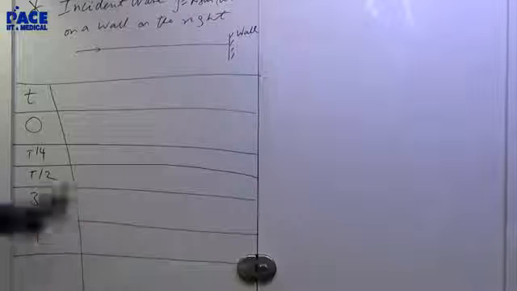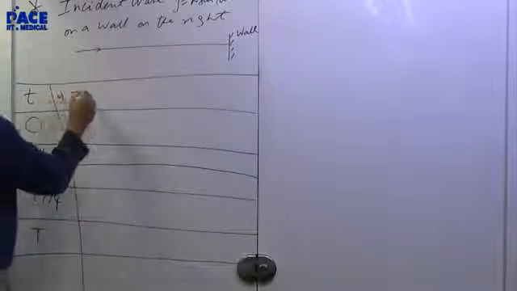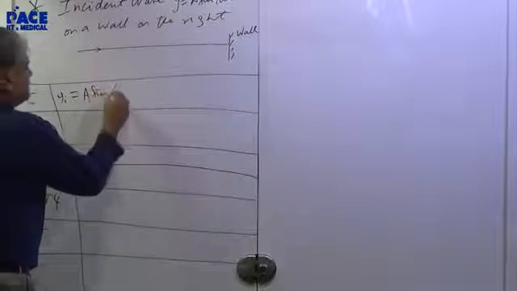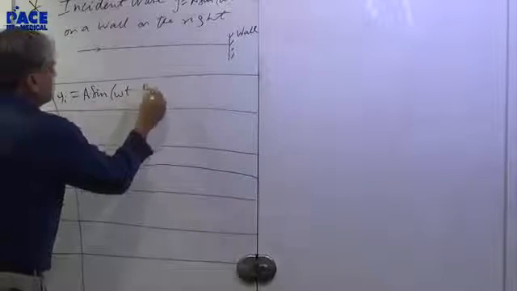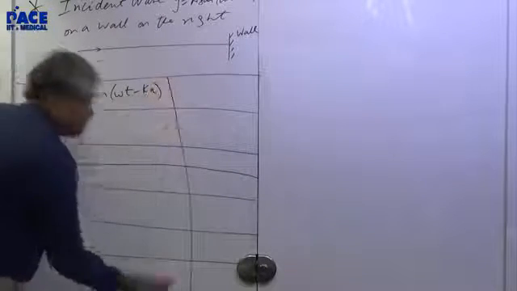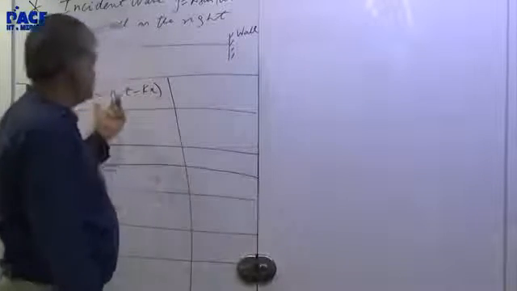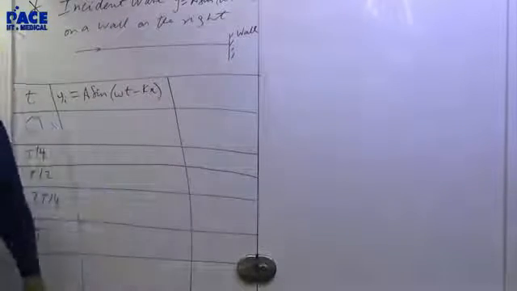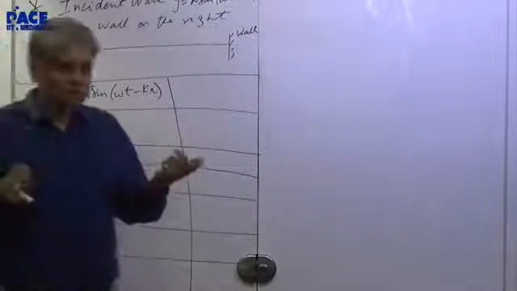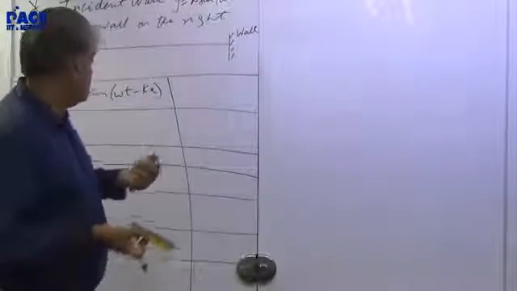Now what is the incident wave? Incident wave is A sine, and I have written omega t minus kx. Somebody was asking why I should not write kx minus omega t. I can write that for you as well. You can write anything, it makes no difference. I can write cos also.